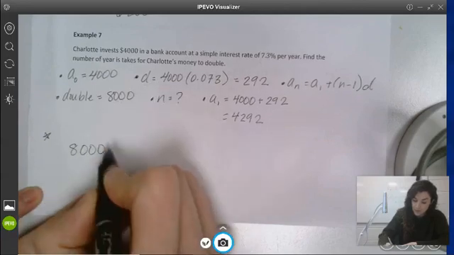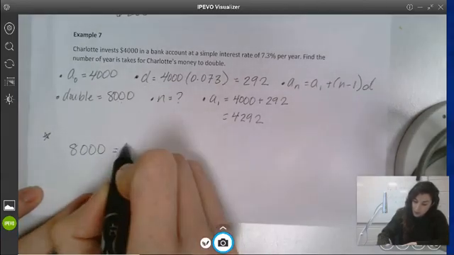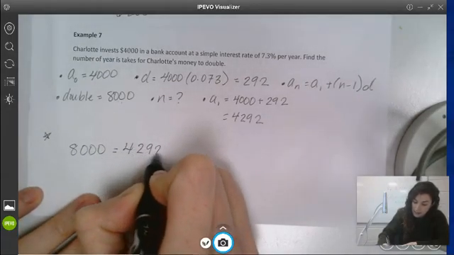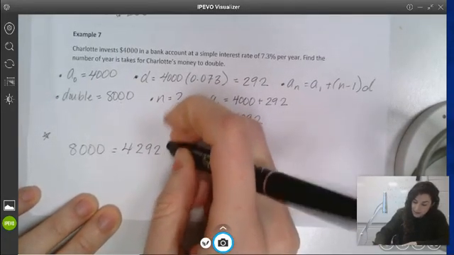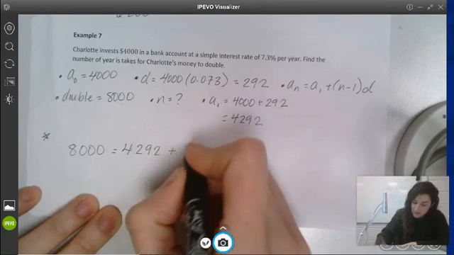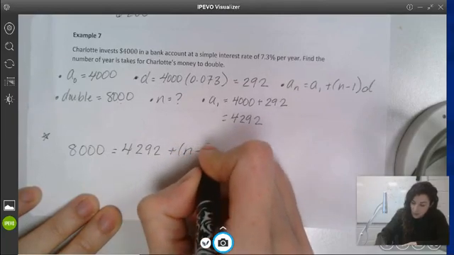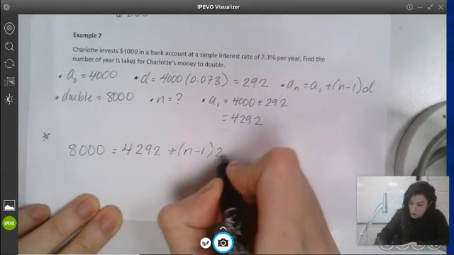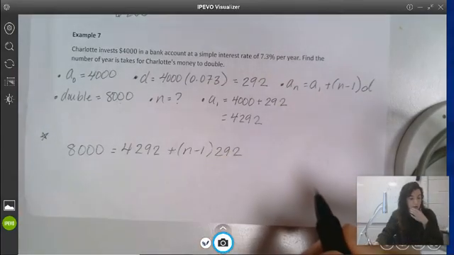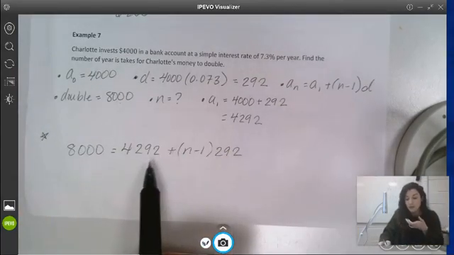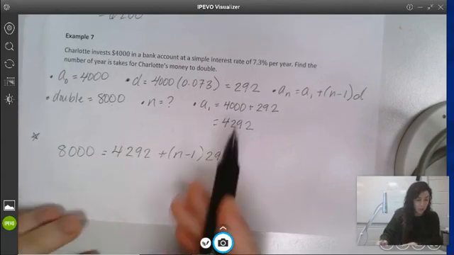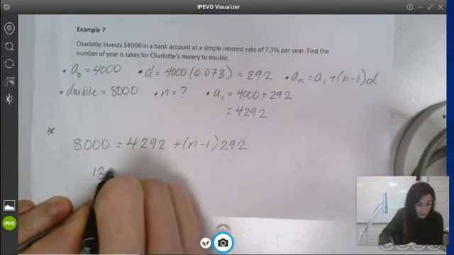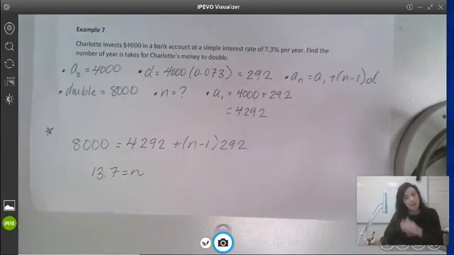Go ahead and solve for n. Plugging in 8,000, 4,292 plus n minus 1 times d, which is 292. You can plug this into your numerical solve or subtract 4,292, then divide by 292, and then add 1, and you get 13.7 equals n.